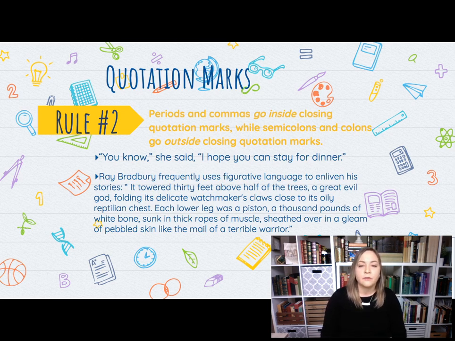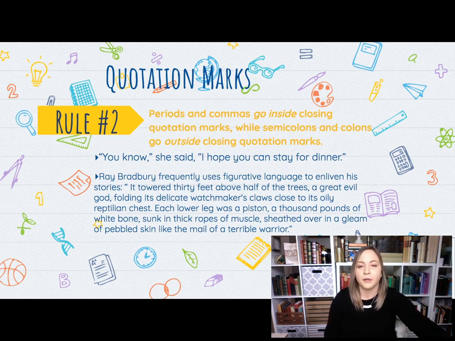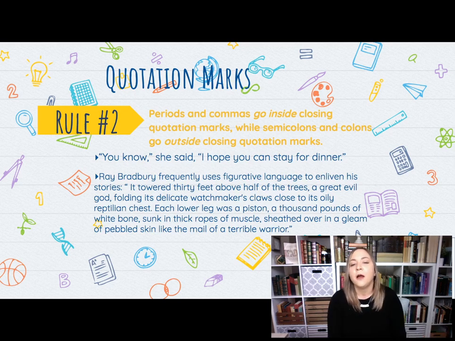Each lower leg was a piston, 1,000 pounds of white bone, sunk in thick ropes of muscle, sheathed over in a gleam of pebble skin like the mail of a terrible warrior." Okay, so aside from using this quote to show you how you might incorporate textual evidence into a writing paper, I also want to show you why you would utilize quotations.